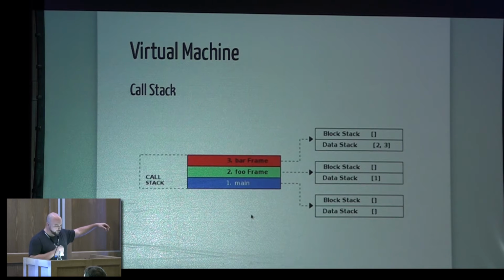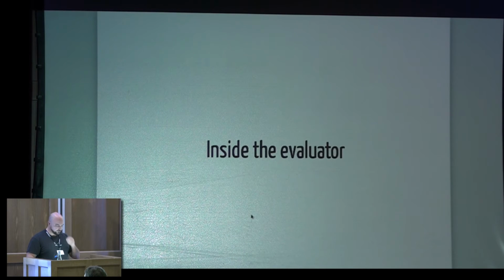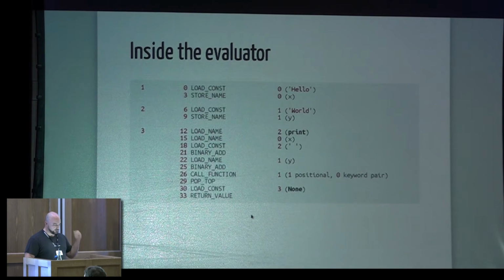When I check, we'll have the main function, the main module. This one will call the foo function, and the foo function will call the bar. And in fact, in the call stack, we will push a new frame for each call. Okay? So, inside the evaluator, we have the virtual machine with the bytecode, with the stack, with the frame, and the rest.